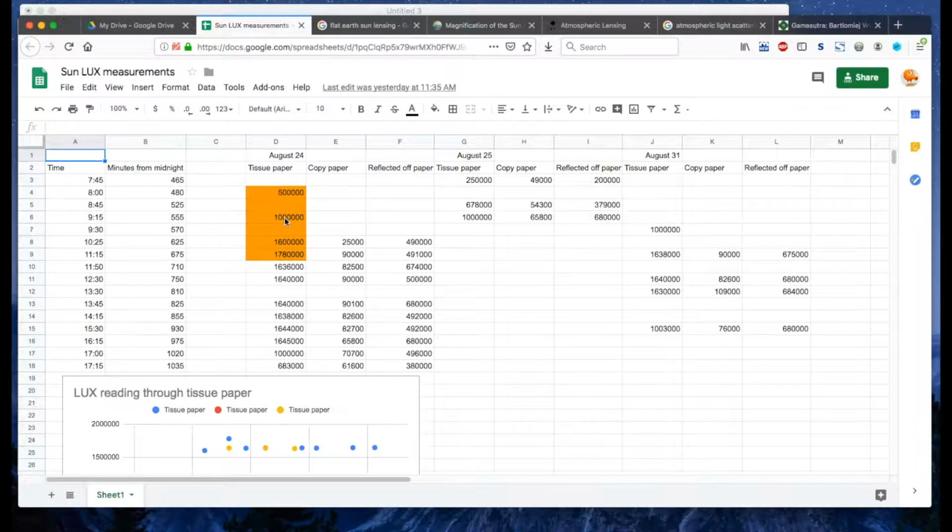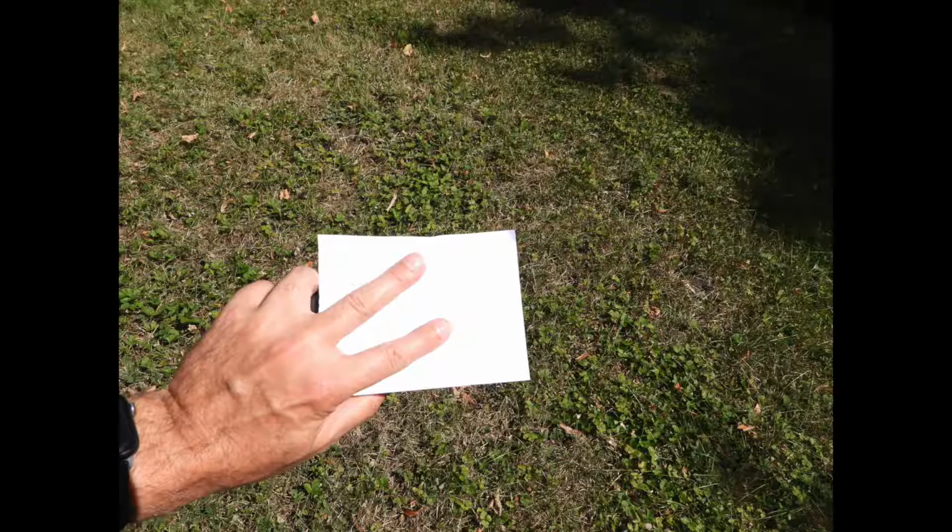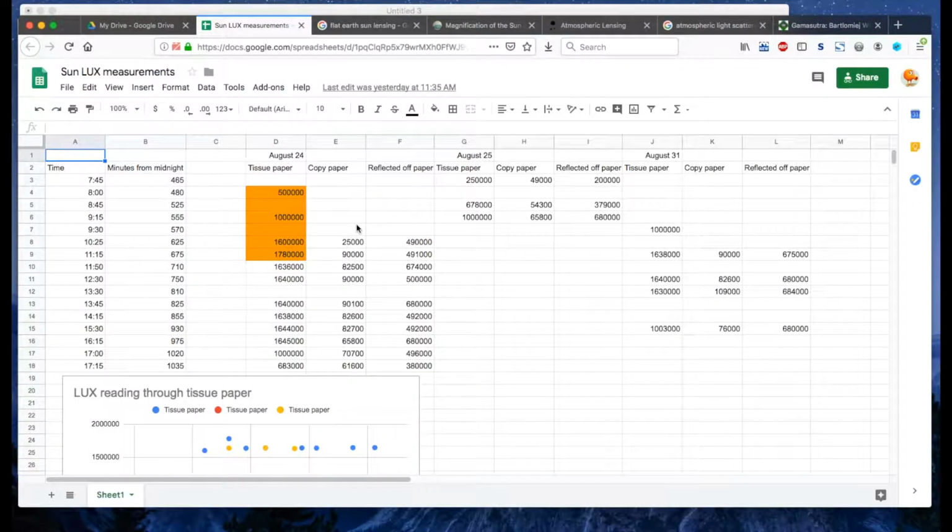By the time it reached 1 million lux, I figured that the tissue paper might not even be enough to block out enough of the sun that it would not saturate the phone. So I decided after the first 2 readings on the first day to try 2 other ways to measure the sun's intensity. I then tried just straight copy paper. I think it's like 24-pound copy paper. Then I took that same copy paper and I just let the light reflect off of it.